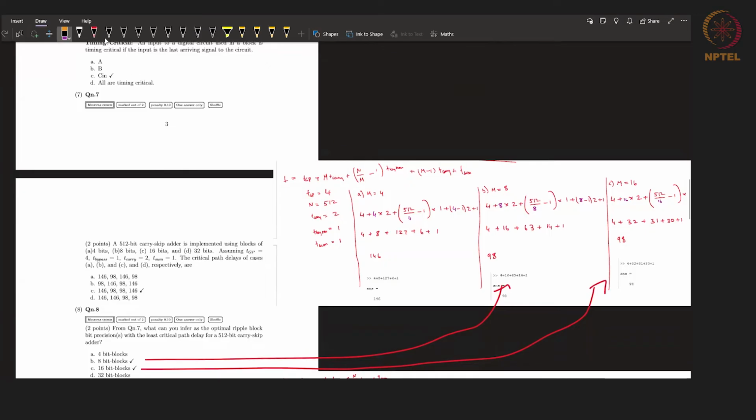A 512-bit carry skip adder is implemented using blocks of 4 bits, 8 bits, 16 bits, and 32 bits. Assuming T_GP equal to so much, T_bypass so much, is carry and sum. The critical path delays of cases A, B, C, D are.